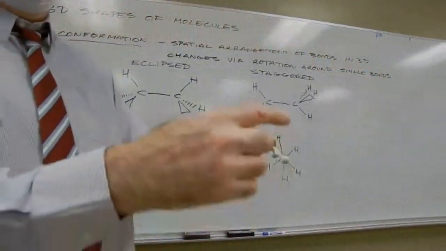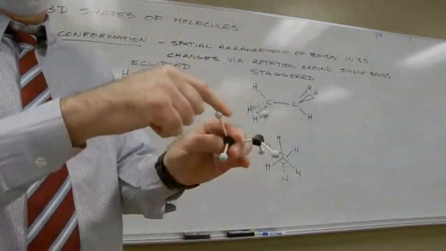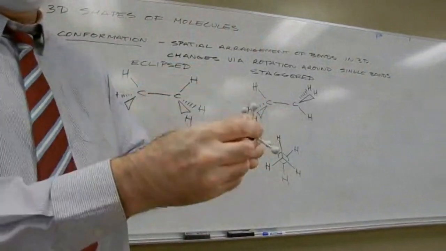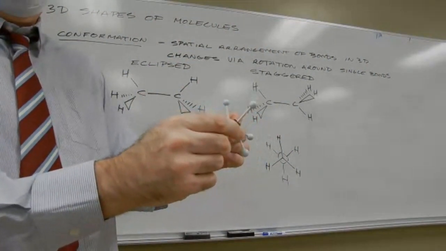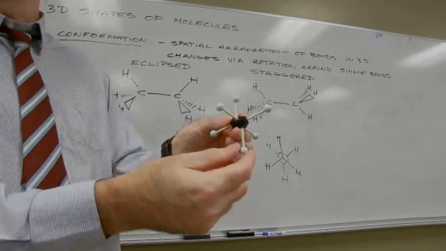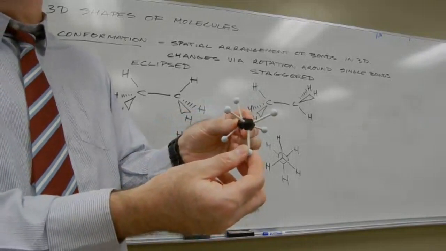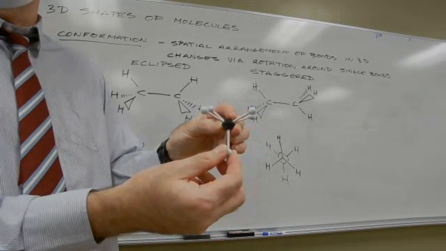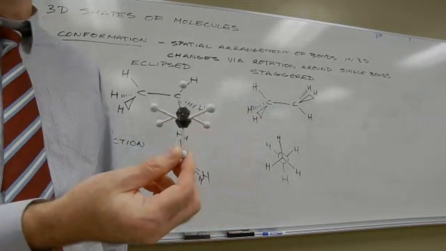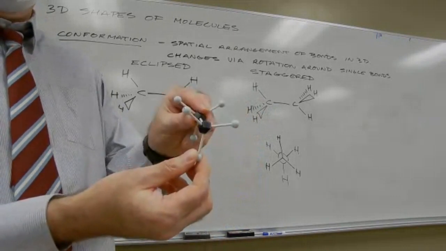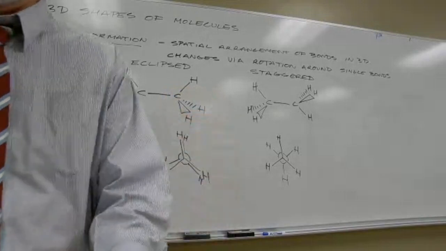In the eclipsed form, these electrons are repelling each other. As I twist away from it, they start to feel relief, up to the point where they are as far apart as they're ever going to be. And then as they continue to rotate, they come back into being eclipsed again. This is the maximum that they can be apart. That angle is 60 degrees.